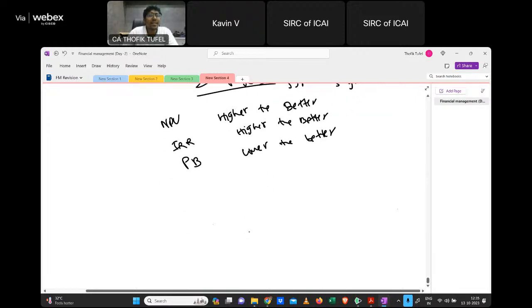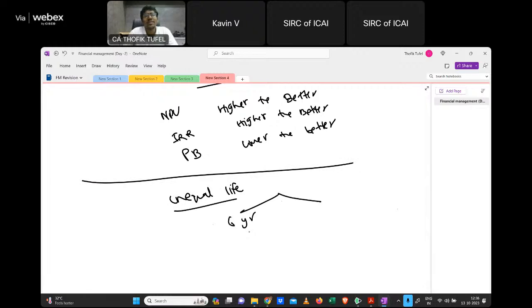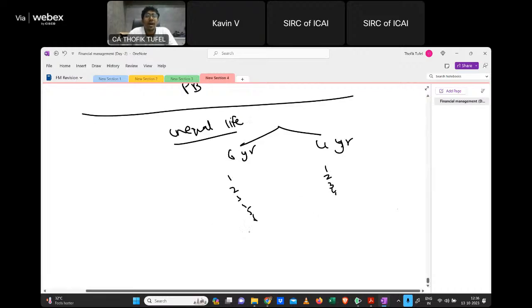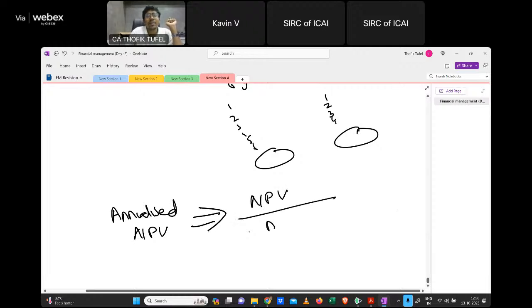But suppose you're having unequal lives, very important. You are having two machines. For one machine the life is 6 years, and for the other the life is 4 years. Here 6 years cash flow will be given, and here 4 year cash flow will be given. In that case, how will you find out, because this NPV and this NPV are not comparable, correct? This is the 4 year NPV, this is the 6 year NPV. So what you have to do is find something called annualized NPV, and then take a decision. What is annualized NPV? That is nothing but NPV divided by annuity factor.